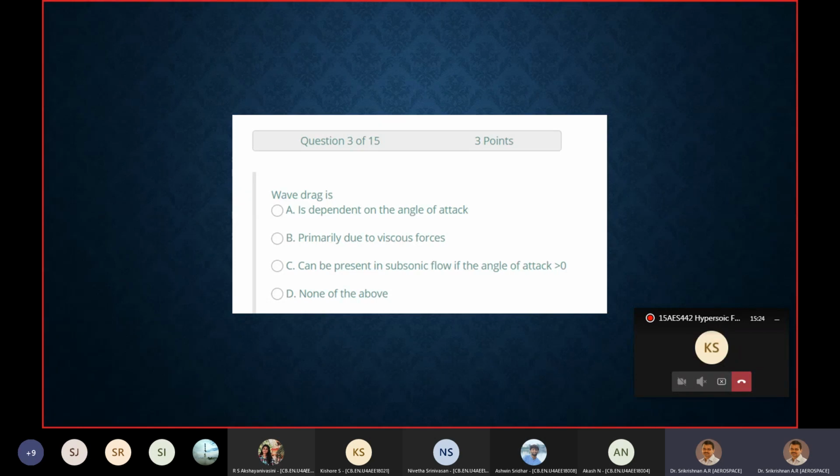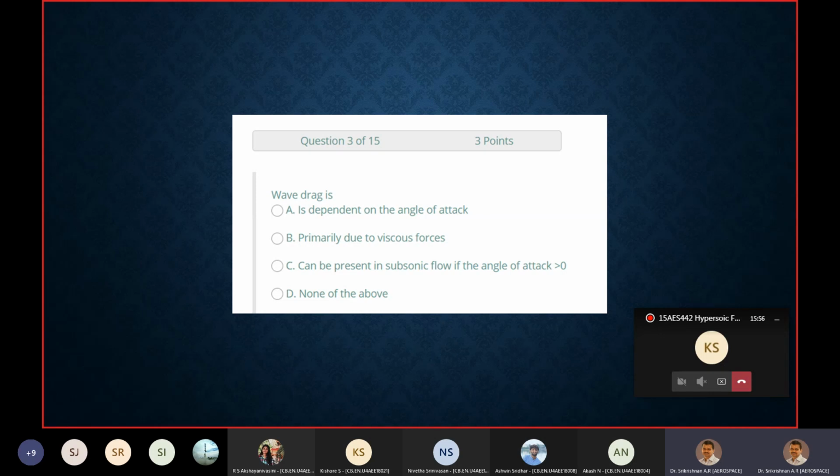"Primarily due to viscous forces," certainly not, because in all these analyses we are not considering viscosity at all. And the cause for wave drag is the pressure distribution, which is present even in the absence of, or even if you do not account for, viscous forces. So the pressure distribution that occurs because of the formation of shocks and expansion fans is what leads to wave drag, and is not dependent on viscous forces.